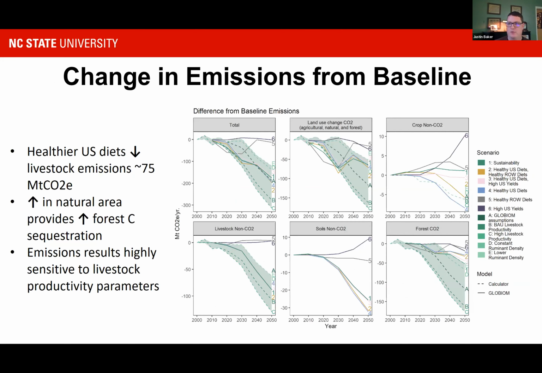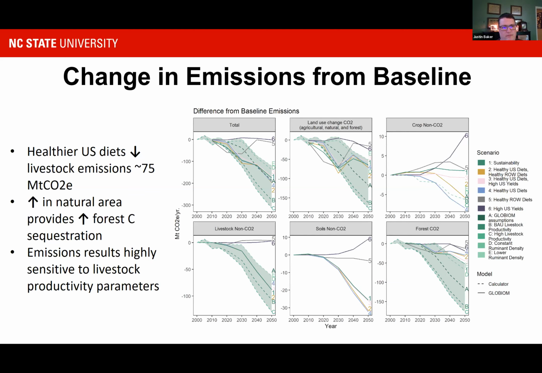What does that mean for the resulting greenhouse gas emissions profile of the system? So what we show is that healthier diets reduce livestock emissions by about 75 million metric tons. That's roughly a third of the emissions from the livestock sector under current conditions. We see that this increase in natural area shows an increase in carbon sequestration from natural forests or from grasslands, and so we do get this additional mitigation benefit just from land use change.